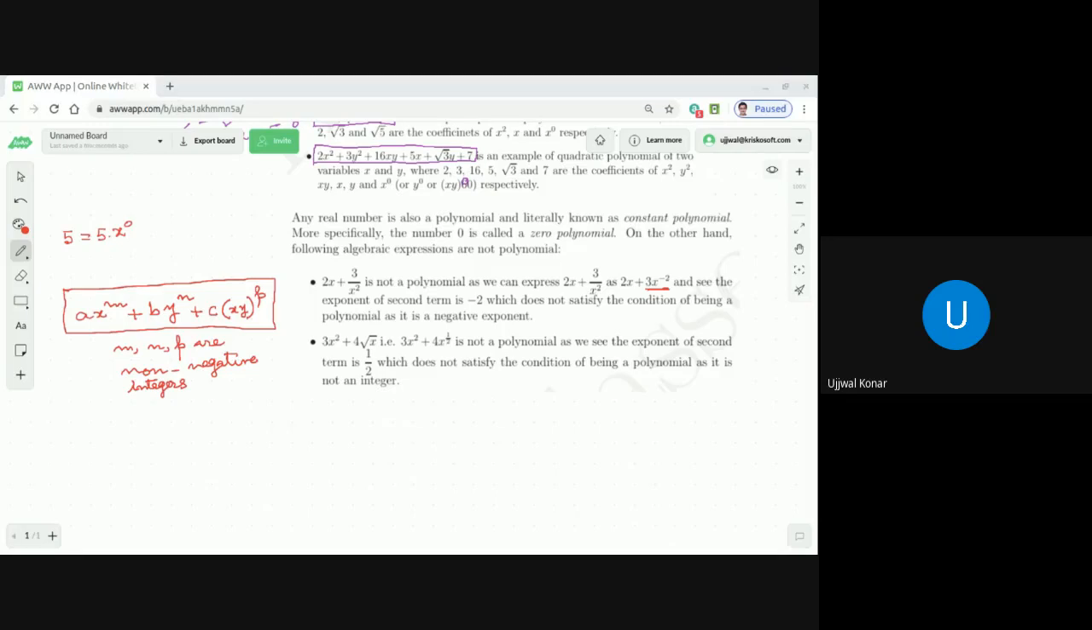Now, our point is why we should learn polynomials. What is the reason that we should learn polynomials? There are a few reasons, and we will discuss those. And after that, we'll come to our main discussion, that is the polynomial of one variable.